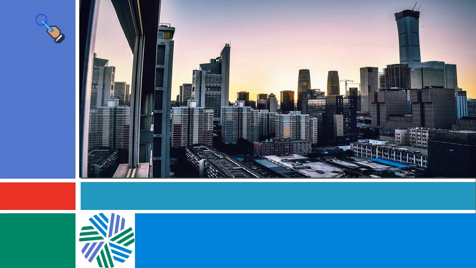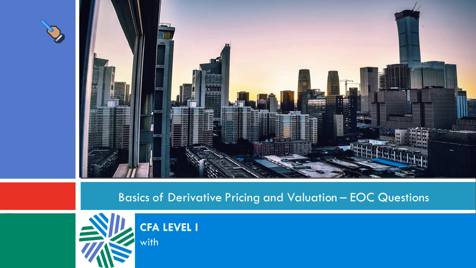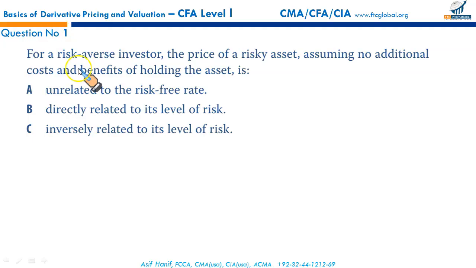Your next reading is derivatives, pricing and valuation. End of chapter questions. Question number 1. For a risk-averse investor, the price of a risky asset, assuming no additional cost and benefits of holding that asset, is unrelated to risk-free rate, directly related to the level of risk, or inversely related to its level of risk.